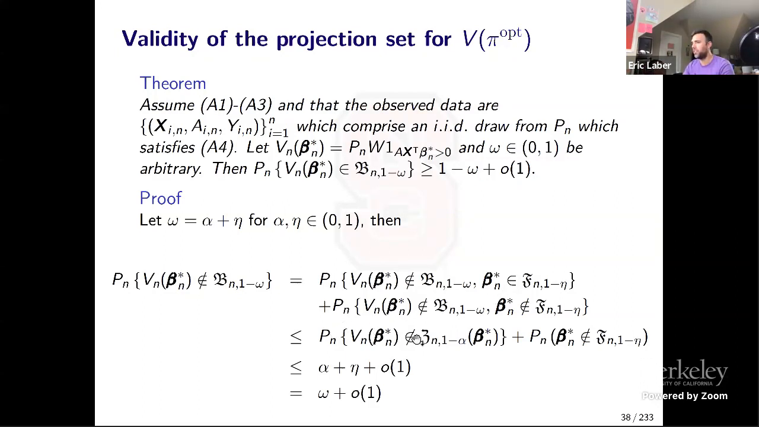So we can miss by having this not included, or we can miss here, where we don't include and our beta star n is not in our Wald interval. So we'll just bound this above by the probability that the Wald interval misses, which is this here. The error of this is no more than alpha. The error of this is no more than eta. And so the result is alpha plus eta plus little o(1). So a lot of notation for a pretty simple idea, which is just we don't know beta star.